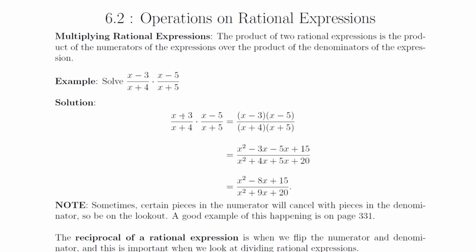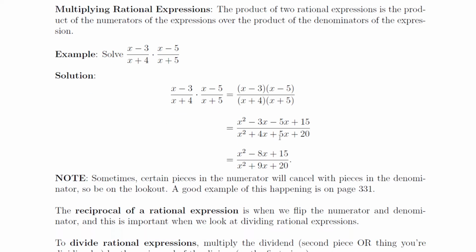So x minus 3 over x plus 4 times x minus 5 over x minus 5. We multiply across, so x minus 3 times x minus 5, which is all in the numerator. We multiply across, all in the denominator. And we get x squared minus 8x plus 15 over x squared plus 9x plus 20.